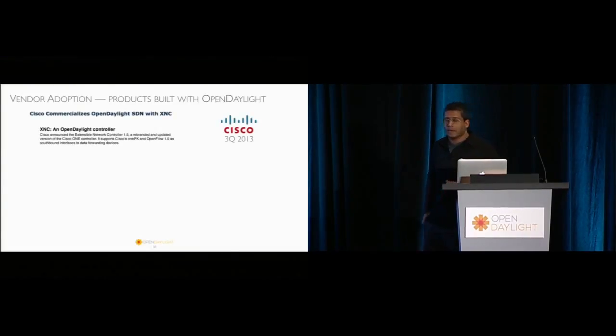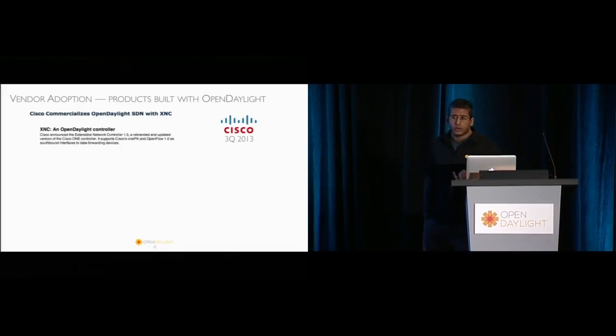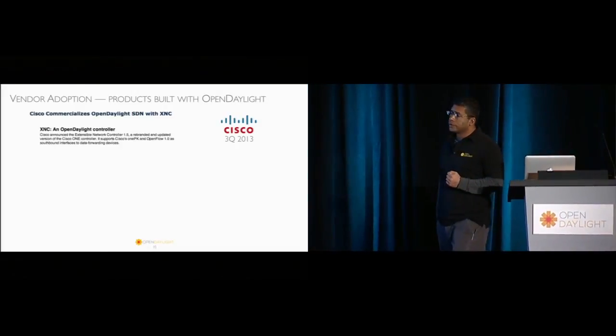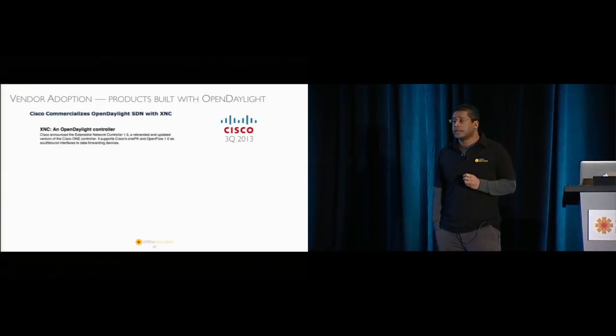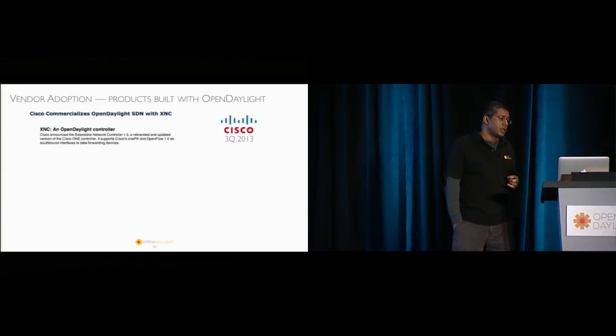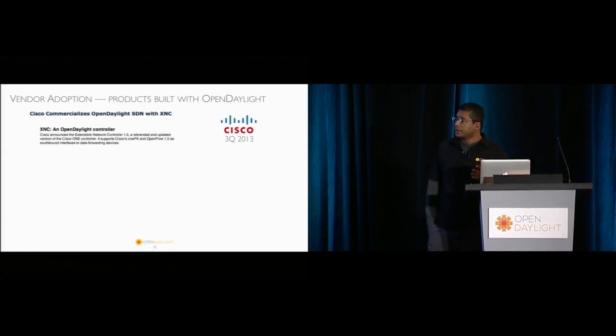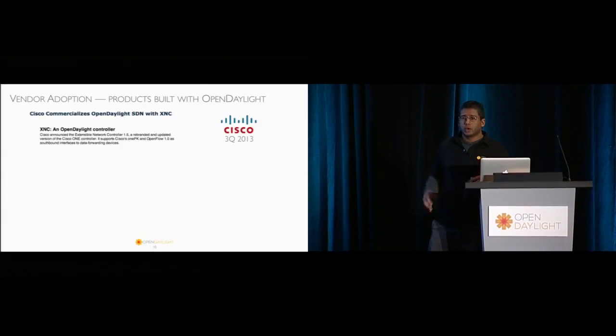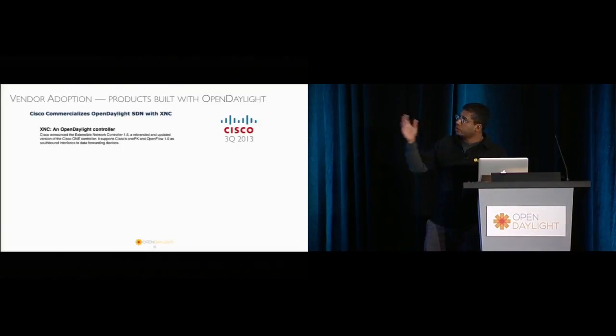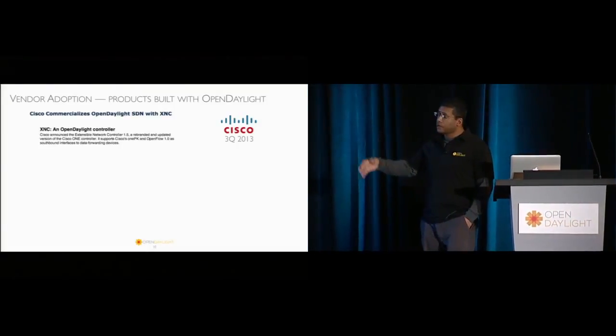And we actually have two very high-profile examples, right? The first, of course, is Cisco, with the XNC controller. There were announcements third quarter of last year. The XNC code base sort of predates the OpenDaylight release, but Cisco brought that code base into the project and has also productized it. So you can see that it's viewed as a commercialization of OpenDaylight.